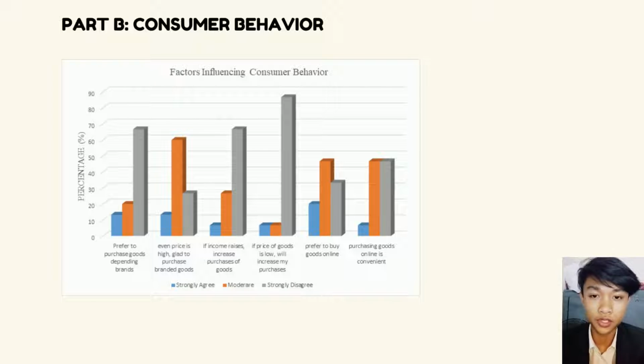Moving on to part B, which is consumer behavior. On this part, we had identified the consumer behavior among the respondents. So, for the first statement, the majority of them strongly disagree that they will prefer to purchase goods depending on their brand. This can be assumed that they think the branded goods cost more than the non-branded goods.